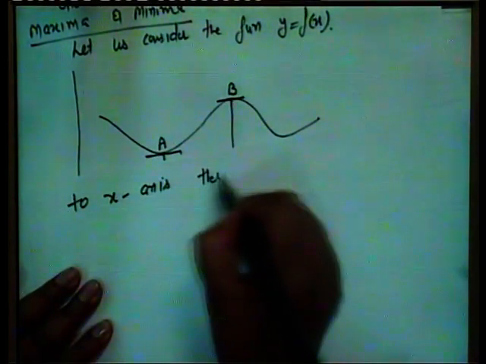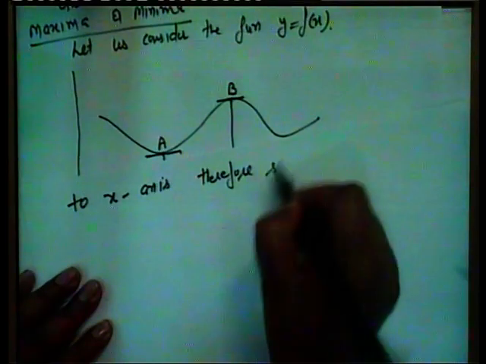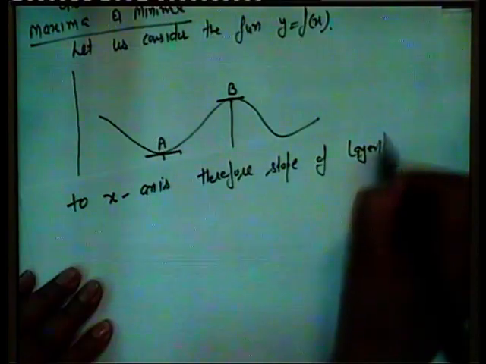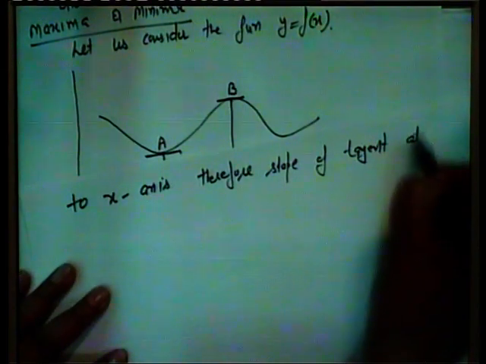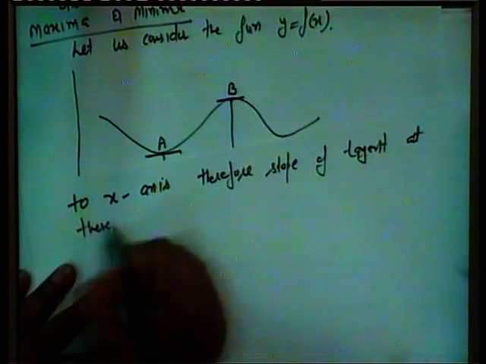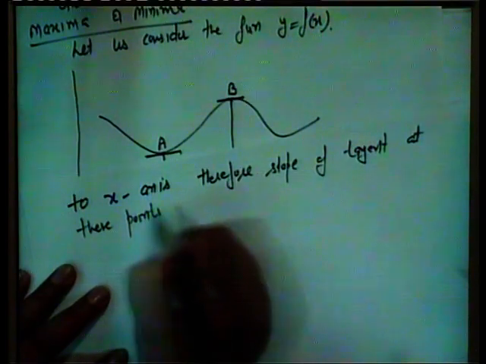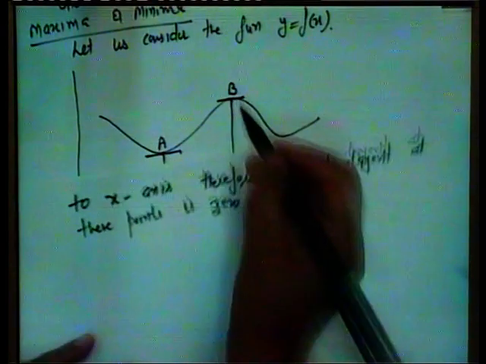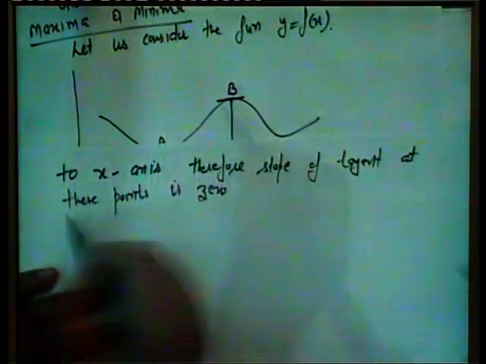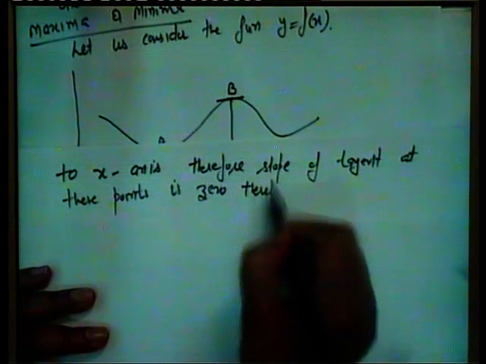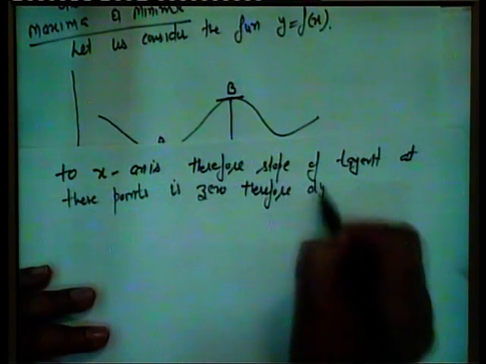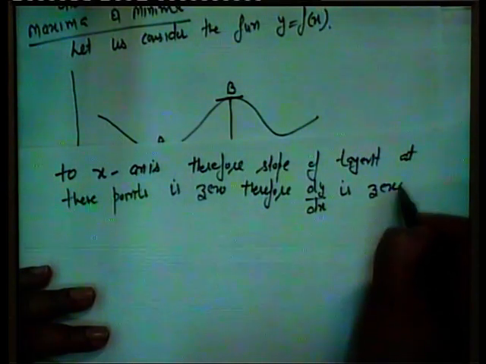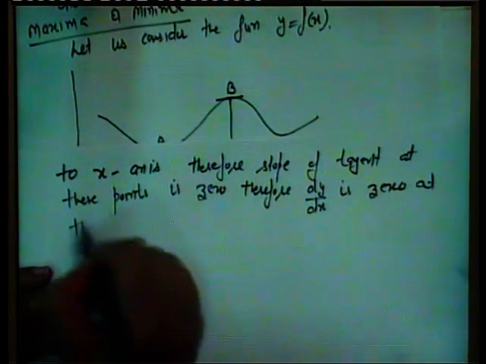Therefore, slope of tangent at these points is 0, because tangent is parallel. Therefore, dy by dx is 0 at these points.